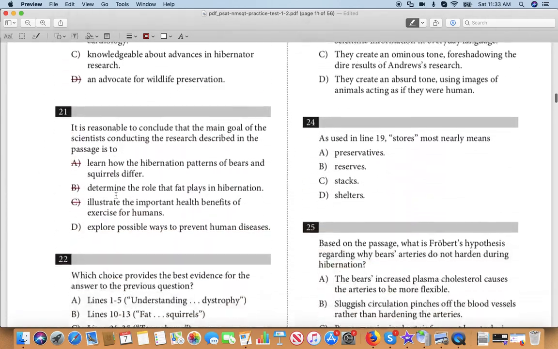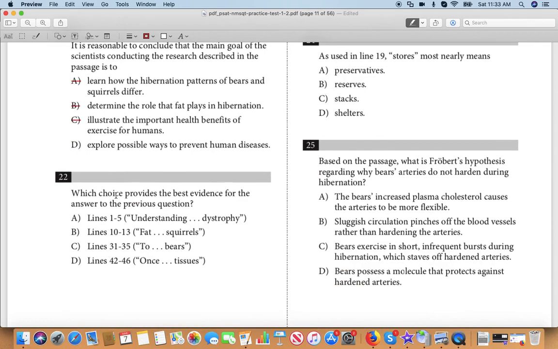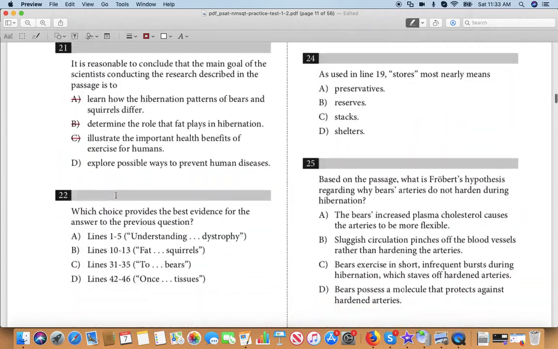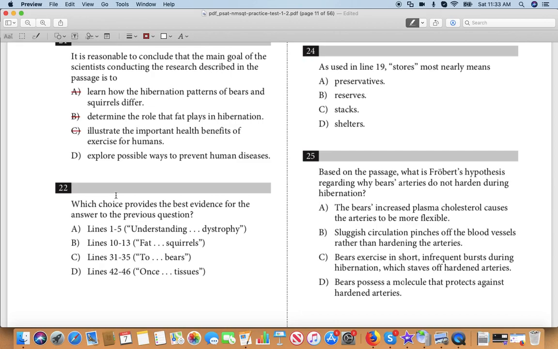Now, let's look at 22. Which choice provides the best evidence for the answer to the previous question? I agree with you, that last line would be good. 76. But I don't see 76 here. I think that's 75 and 76. That's not even an option here. So we're going to have to test the answer choices. If you saw 75 through 76, I'd say okay, good, just pick it and move on. But I don't see it. So we're missing something here.